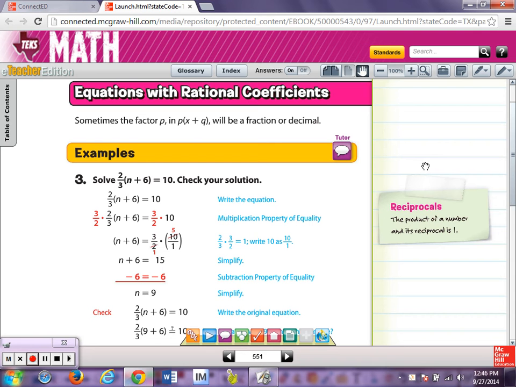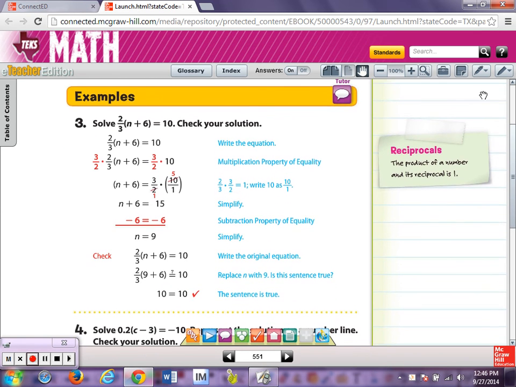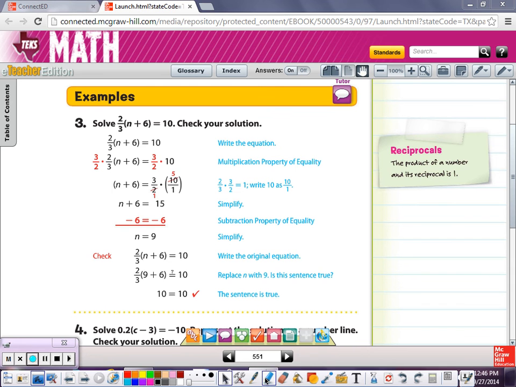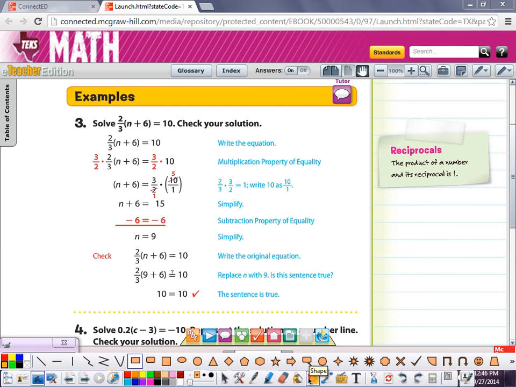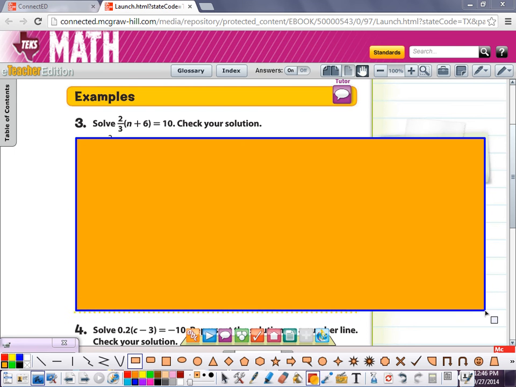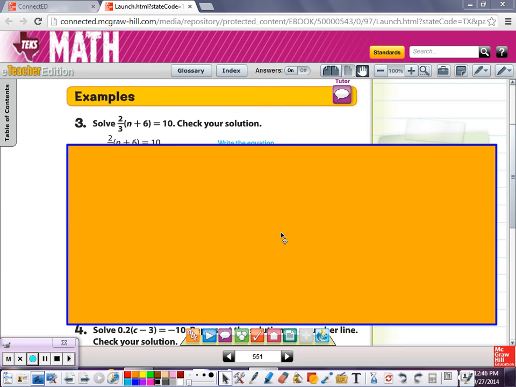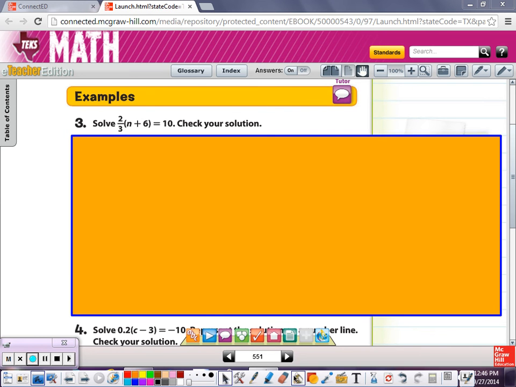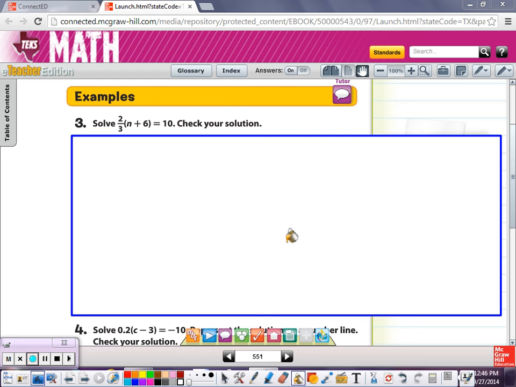easy to work with. Let's go ahead and look at and focus on example number 3. So, example number 3 is a little different because it has a rational number or a fraction in front instead of a whole number. So, the process is exactly the same. It's just how we handle that fraction that's a little different. So, this shouldn't really be intimidating for anybody. Now, let's go ahead and make our chart and get some paper to do our example.